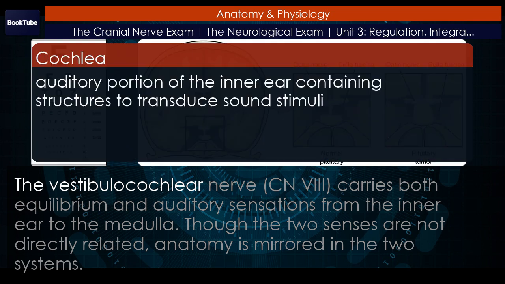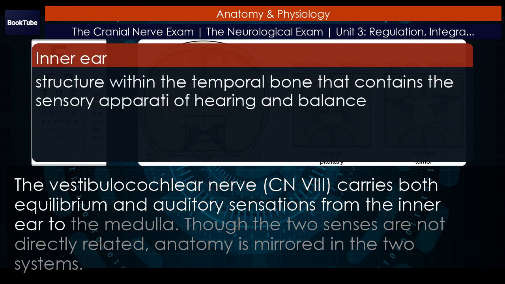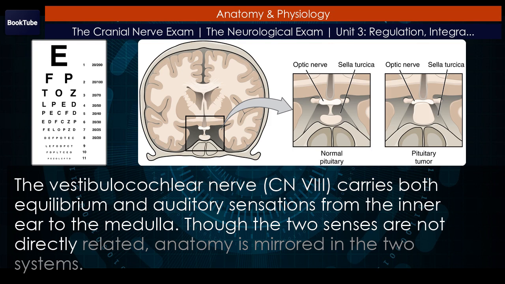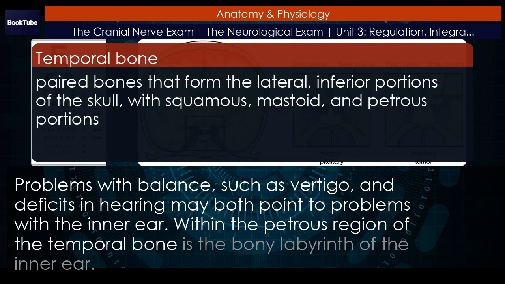The vestibulocochlear nerve, CN8, carries both equilibrium and auditory sensations from the inner ear to the medulla. Though the two senses are not directly related, anatomy is mirrored in the two systems. Problems with balance, such as vertigo, and deficits in hearing may both point to problems with the inner ear. Within the petrous region of the temporal bone is the bony labyrinth of the inner ear.